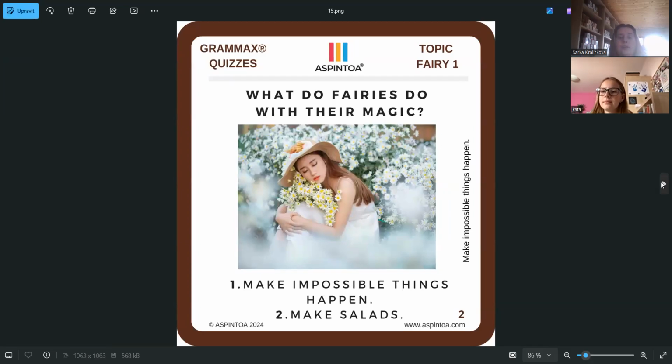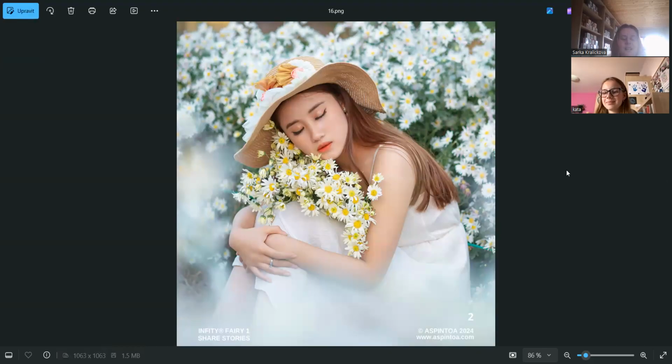Okay, what do fairies do with their magic? They make impossible things happen, or they make salads, or again both. The fairies make impossible things happen, but sometimes they make salads as well. Yeah. So for some people it's impossible to make salad, right? It's too difficult. So they would use fairy to make the salad for them. Okay. So what can you tell me about magic?